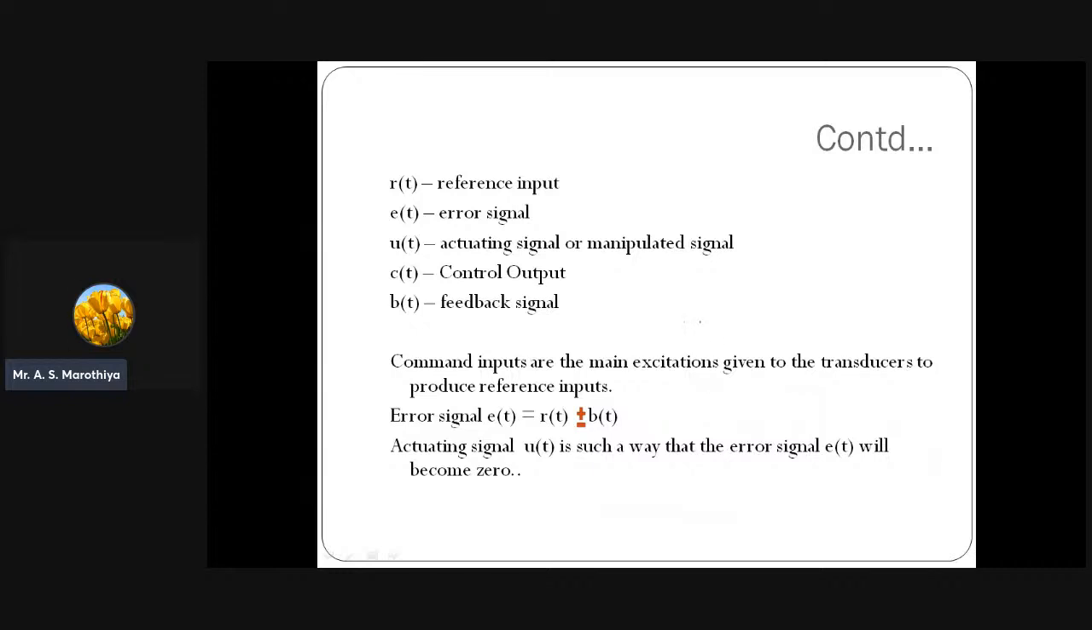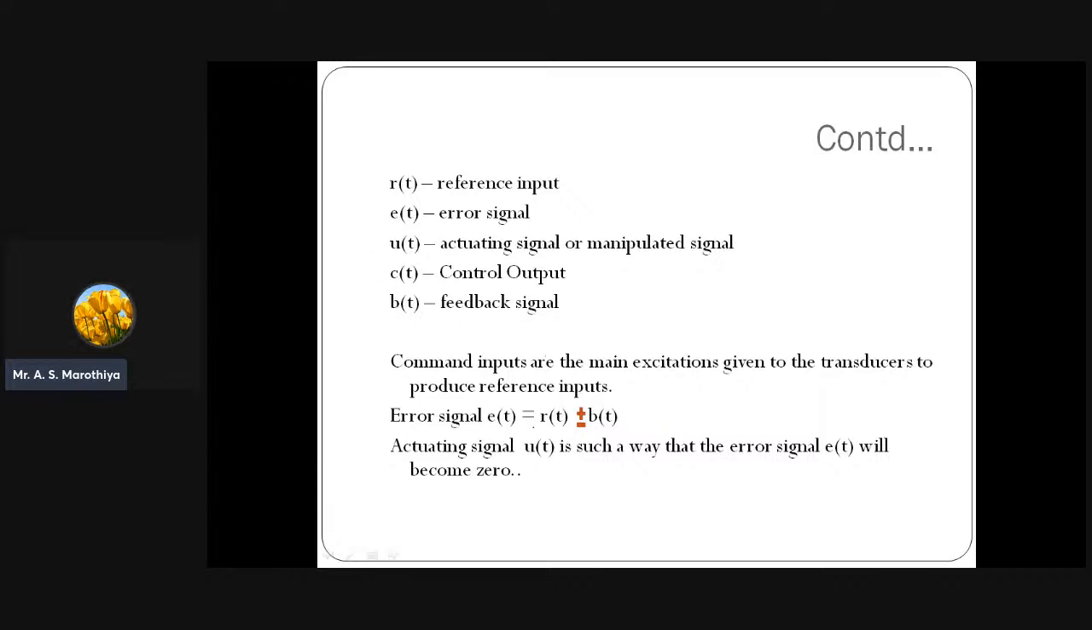The same thing is mentioned here. You have to remember these representations very accurately, because these are all standard representations, and from this time onwards, throughout the completion of this course, we are going to use these representations for different kinds of signals. For example, reference input signals are indicated by the symbol R of t, error signals by the symbol E of t, and actuating signals by the symbol U of t. They are also called manipulated signals. Then the control output or response is C of t, and feedback path signals are B of t.